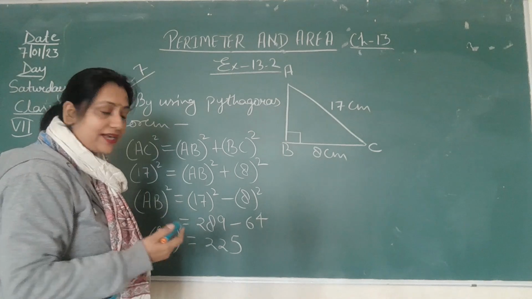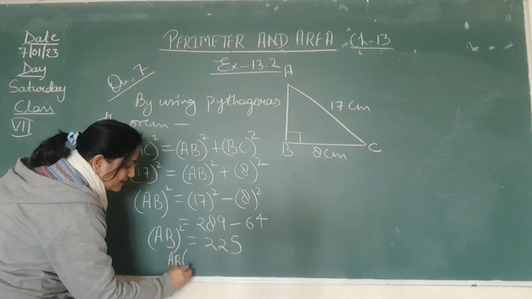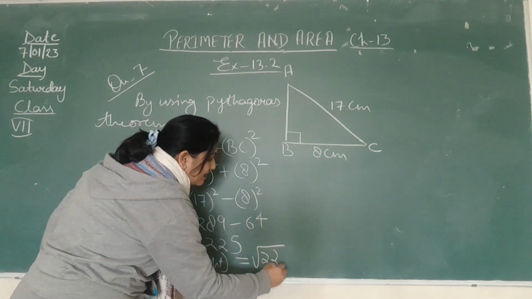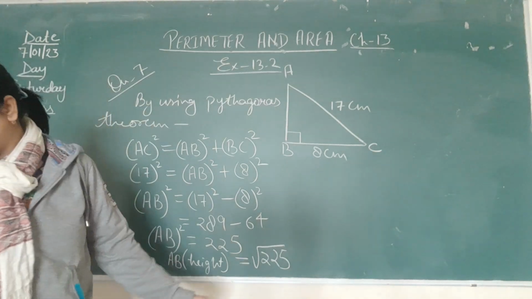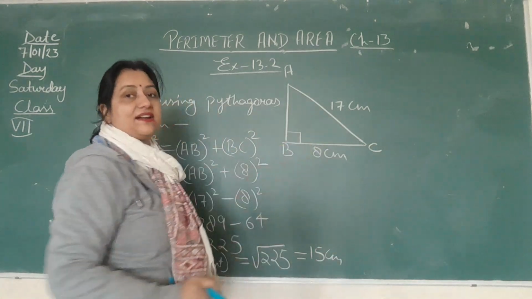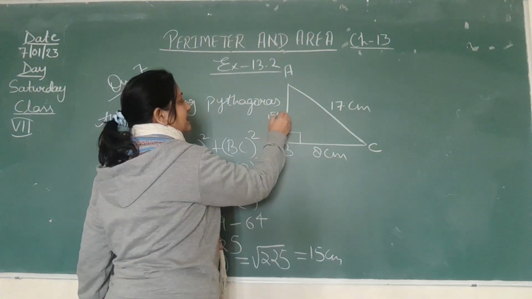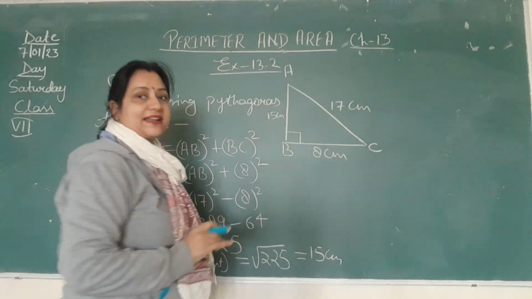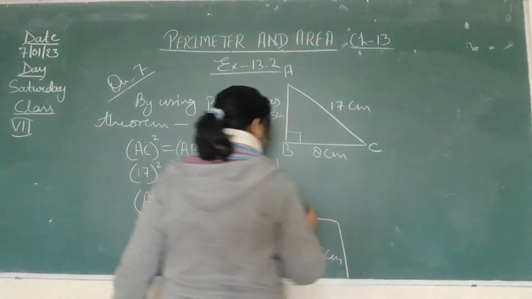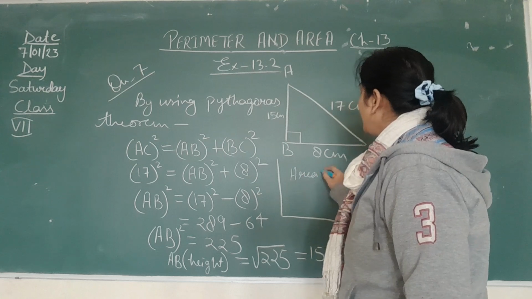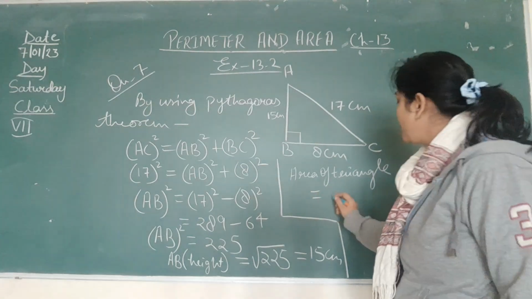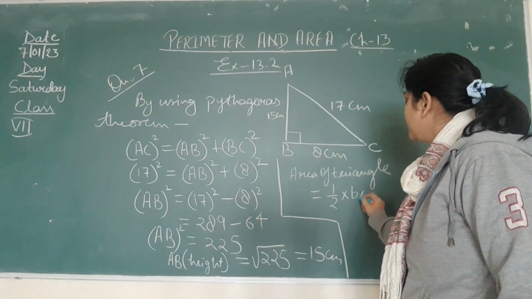But we have to find the height. So AB, which is the height of this right angle triangle, is equal to under root 225. And we know that root 225 is 15. So the height of this right angle triangle is 15 centimeters. After finding the height, we have to find the area of the right angle triangle. So area of triangle is equal to 1 upon 2 base into height.